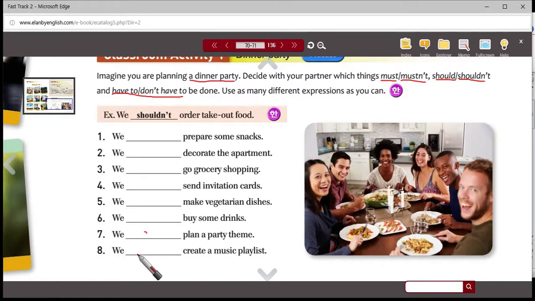Number 8, you don't have to create a music playlist. You could set up some music beforehand. So that could be a playlist, or it could be a CD or something, and guests could choose what they would like to hear. Nothing too loud or overpowering. A good dinner party has some good discussion.